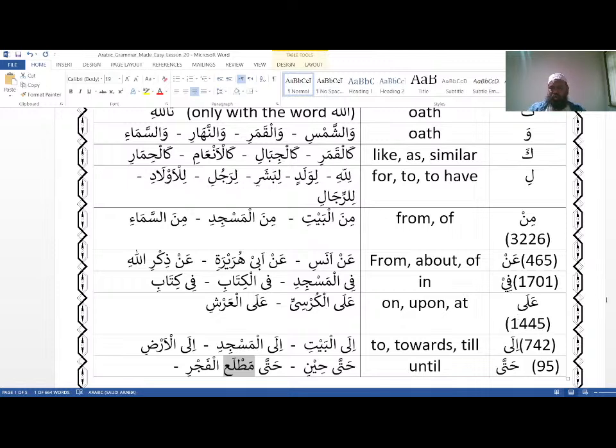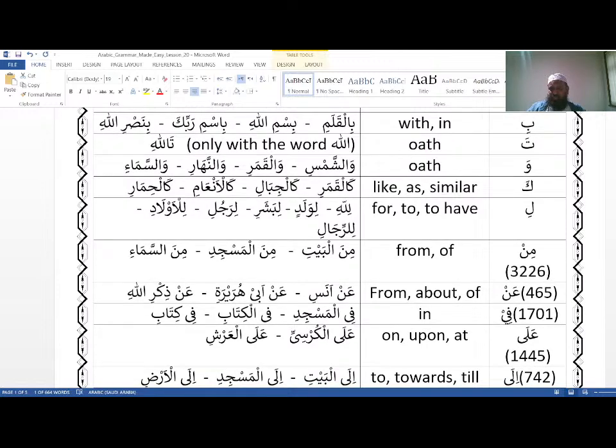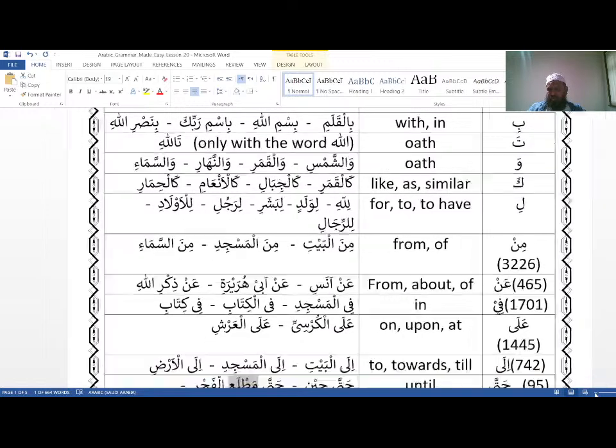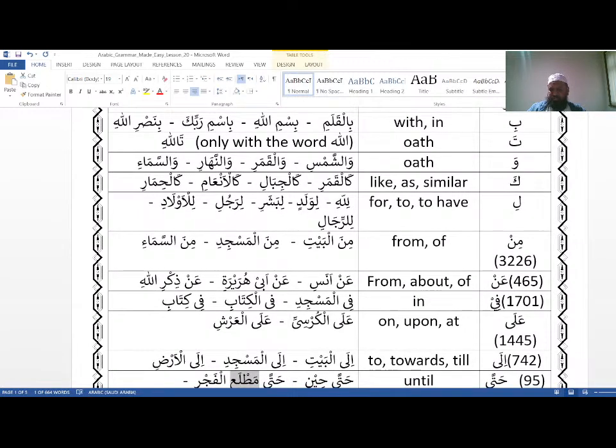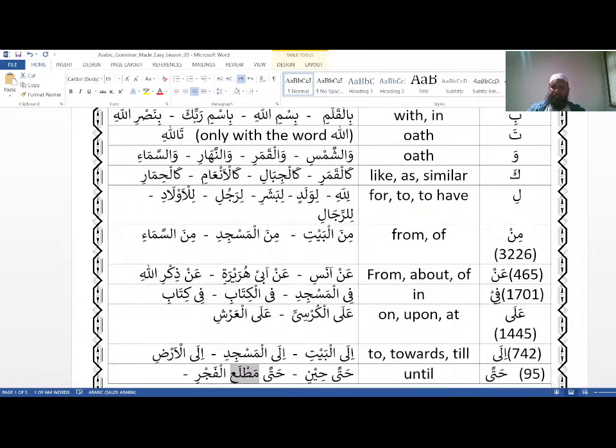Okay, so these are the huruful jar we'll be using. We'll see in the Quran: ba, ta, waw, kaf, lam. If you want to remember the letters: ba, ta, waw, kaf, lam.